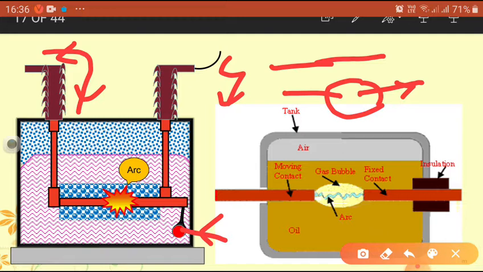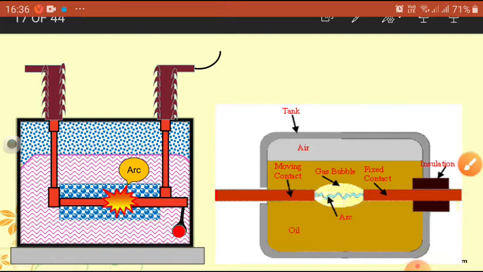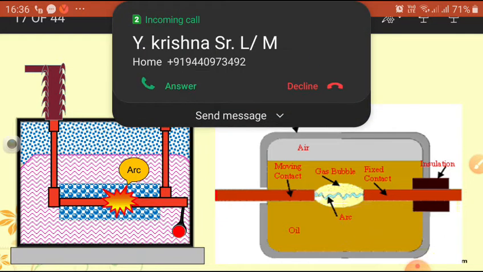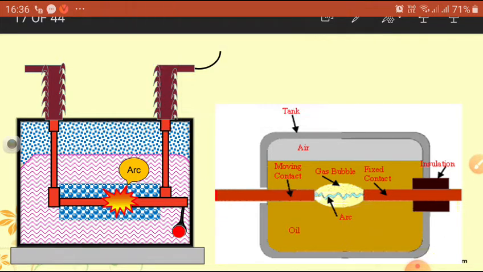Once the current carrying conductor is interrupted at a time, then what will happen? A big arc takes place in between here. Due to this arc, a large amount of heat is liberated, nearly 5000 degrees Kelvin, and this high temperature vaporizes the surrounding oil into gas.